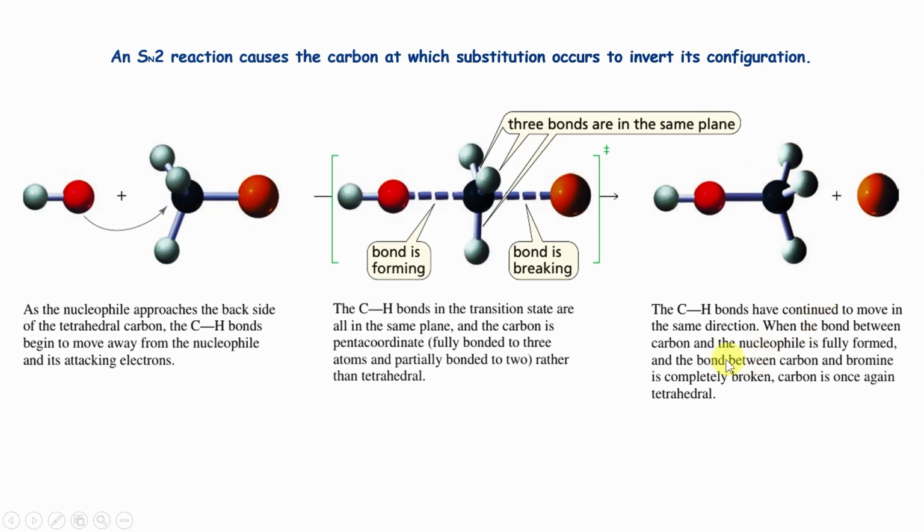When the bond between carbon and nucleophile is fully formed, and the bond between carbon and bromine is completely broken, bromide is eliminated. Carbon is once again tetrahedral, but with inverted configuration relative to the first substrate molecule. You can see the configuration gets inverted by this process, and this is the inversion of configuration in SN2 reaction.